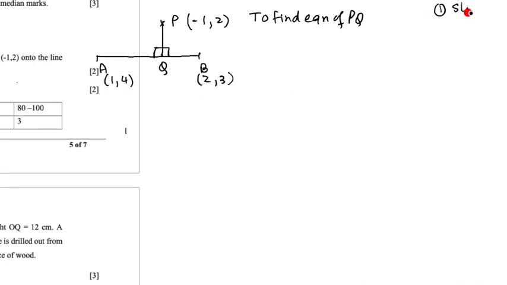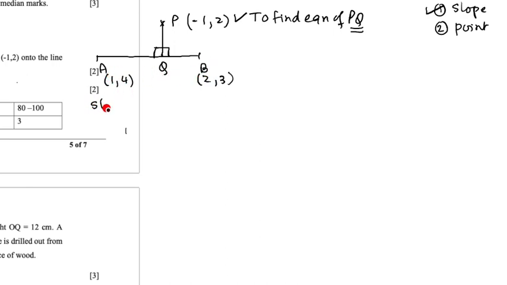We need to know the slope and we need to have a point so that we can use the slope-point form. Now we already know for PQ the point is there. So we need to find the slope. Because it is perpendicular to AB, we will first find the slope of AB.